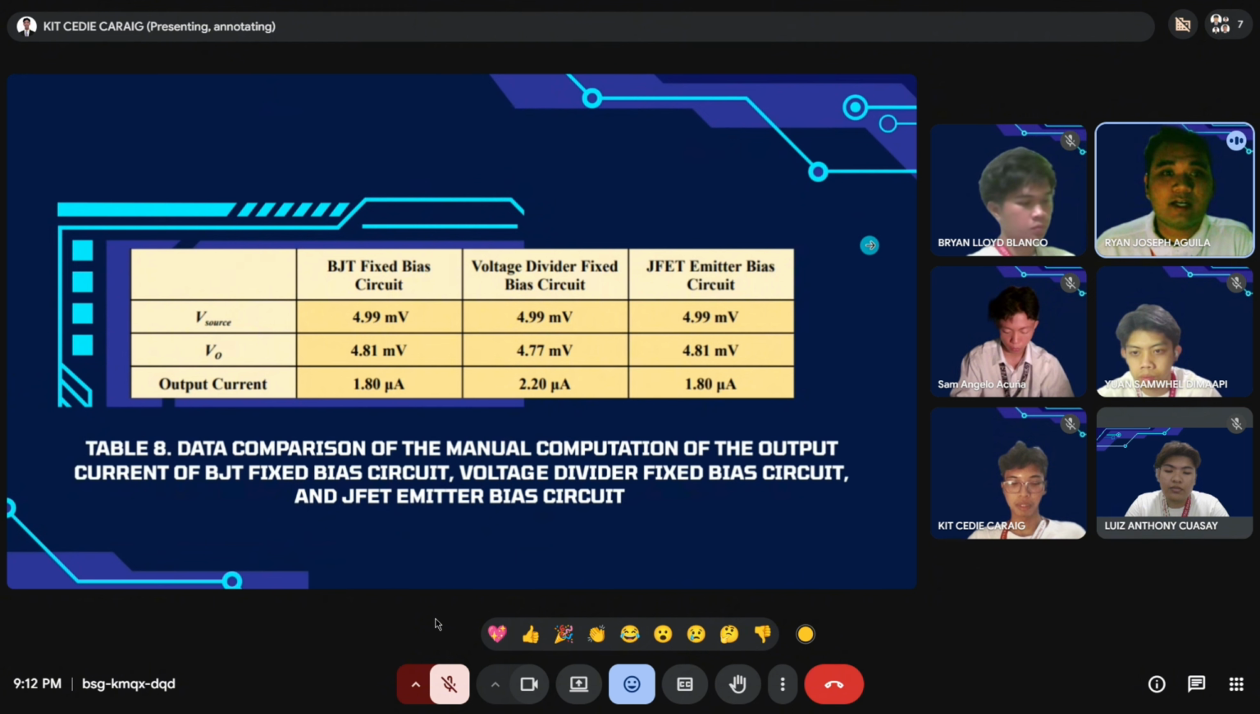The BJT fixed bias and JFET circuits both produce 1.80 microamperes. However, the voltage divider circuit stands out, delivering the highest output current at 2.2 microamperes. This clearly shows that the voltage divider bias allows more current to flow due to its stronger and more stable biasing. Next slide, please.